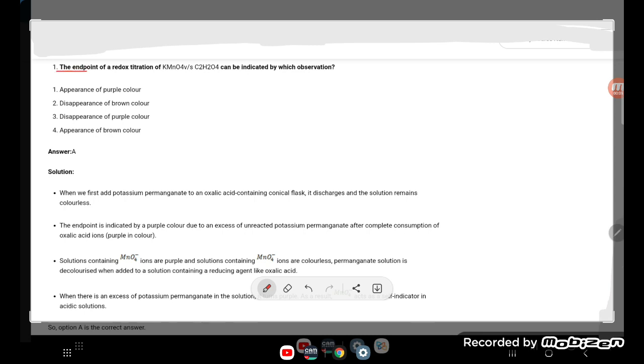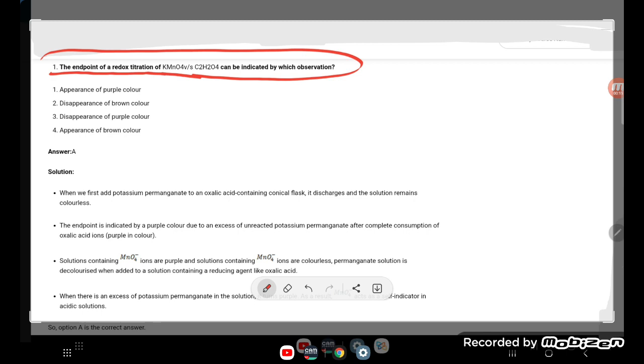They are saying the end point of redox titration KMnO4 versus oxalic acid can be indicated by which observation? Appearance of purple color, that is the correct one, student. Disappearance of brown color, no. Appearance of purple color is correct, student.